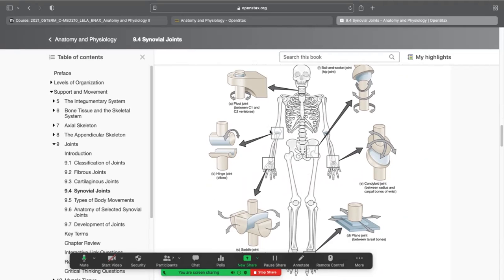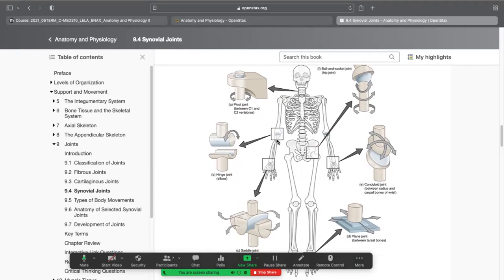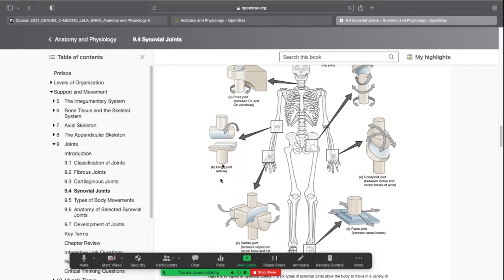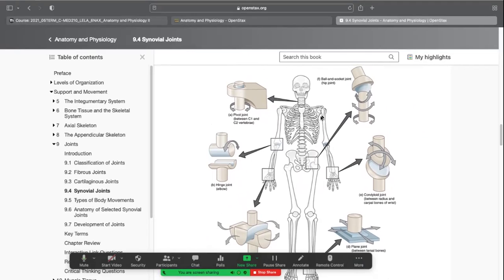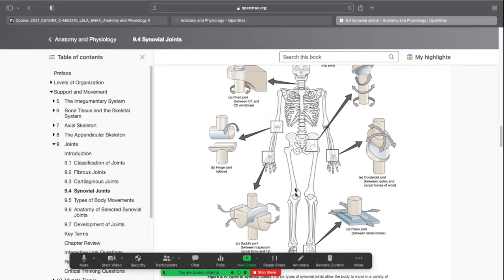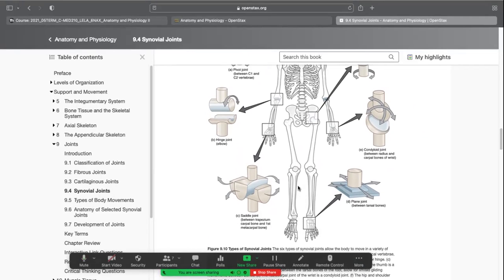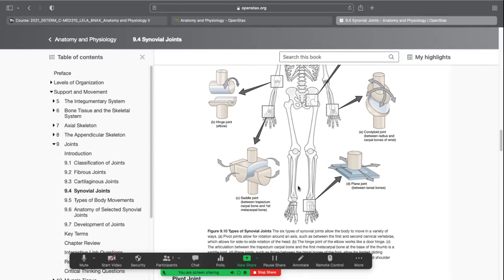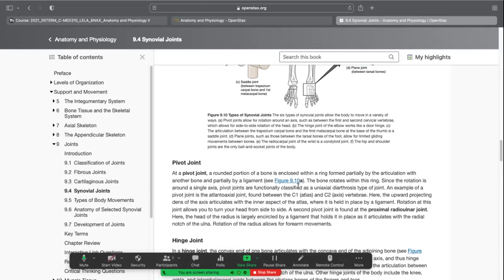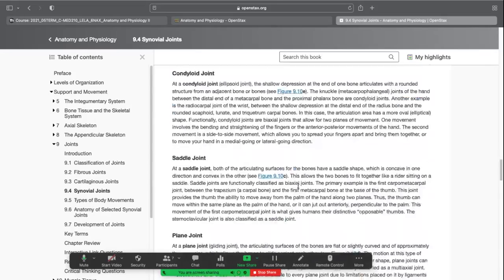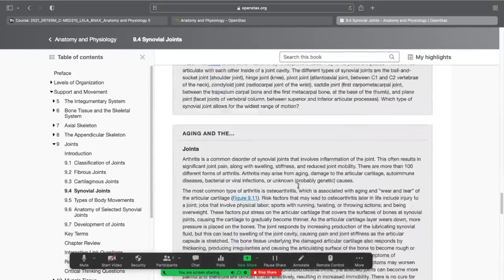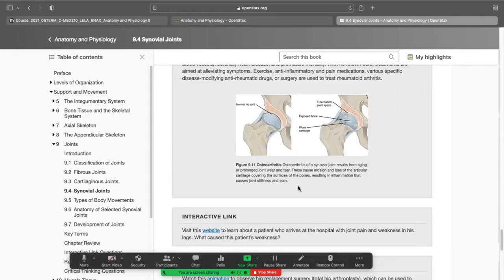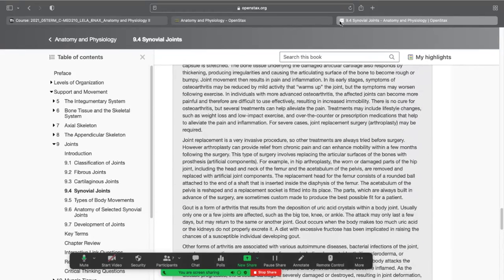Here are more examples of synovial joints. And this is the one maybe if you had a health class before, maybe in high school or at another university, when they started talking about pivot joints, hinge joints, ball and socket joints. They're all synovial joints because they're free moving, and they have that classic feature of a synovial joint. And nothing else. Nope, I think that's it.